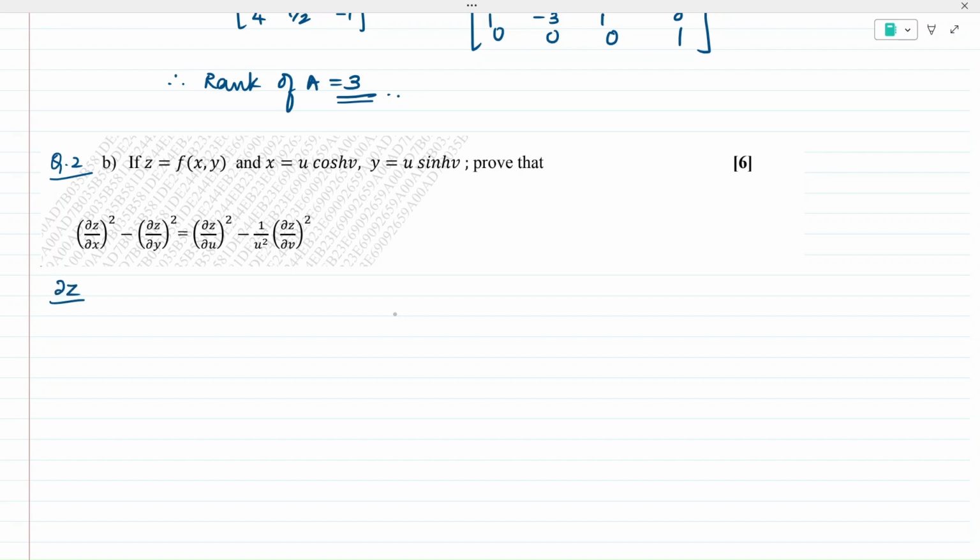So we will start with del z by del u. Because it is a function of x and y, this becomes del z by del x into del x by del u plus del z by del y into del y by del u, because z is a function of x and y. Let's put in the values. Del z by del x we don't know. Leave it as it is.